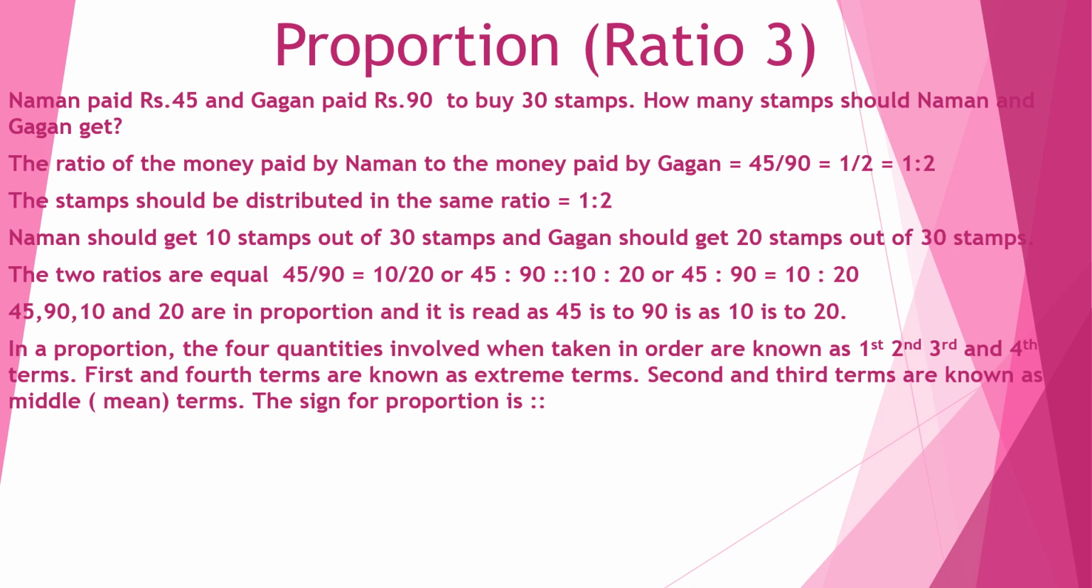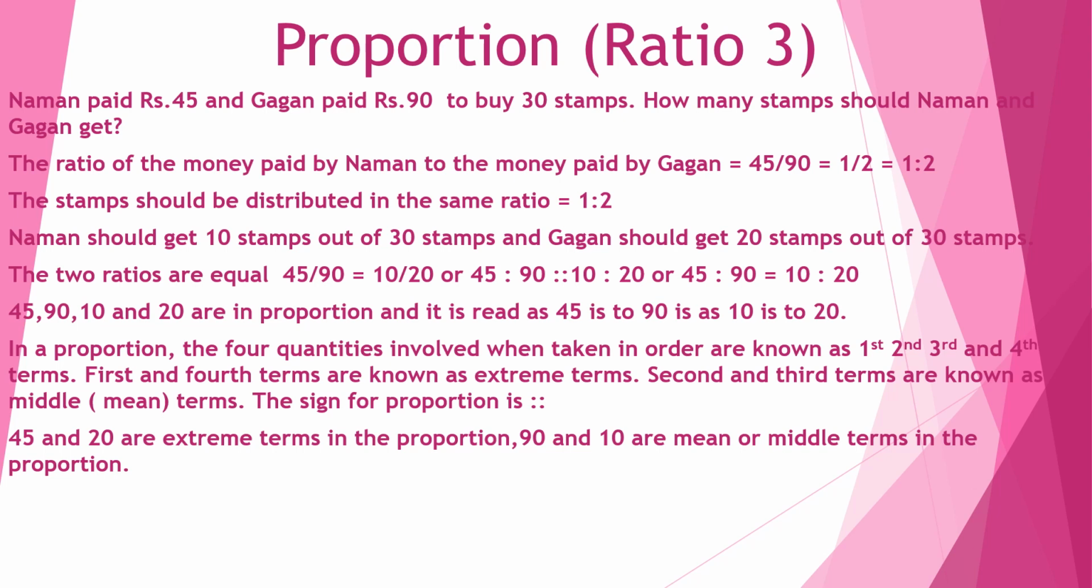In a proportion, the four quantities involved when taken in order are known as first, second, third and fourth terms. First and fourth terms are known as extreme terms. Second and third terms are known as middle terms or mean terms. The sign for proportion is given.